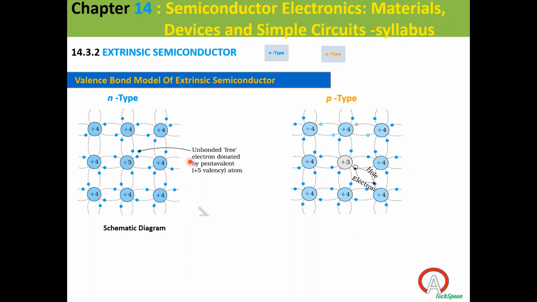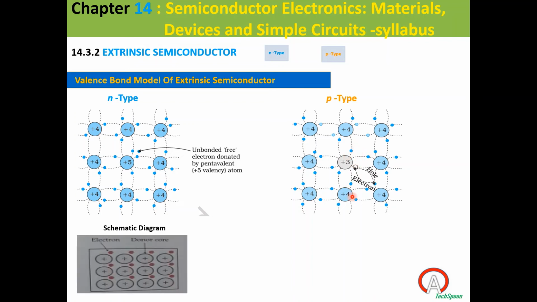But in the case of a trivalent impurity, there is a deficiency. It is not donating the electron, so it is ready to accept an electron. So we call this an acceptor. Pentavalent is a donor, but trivalent is an acceptor. It is ready to accept electrons. Now see, we are getting free electrons. These red dots are free electrons generated in the case of an extrinsic n-type semiconductor.